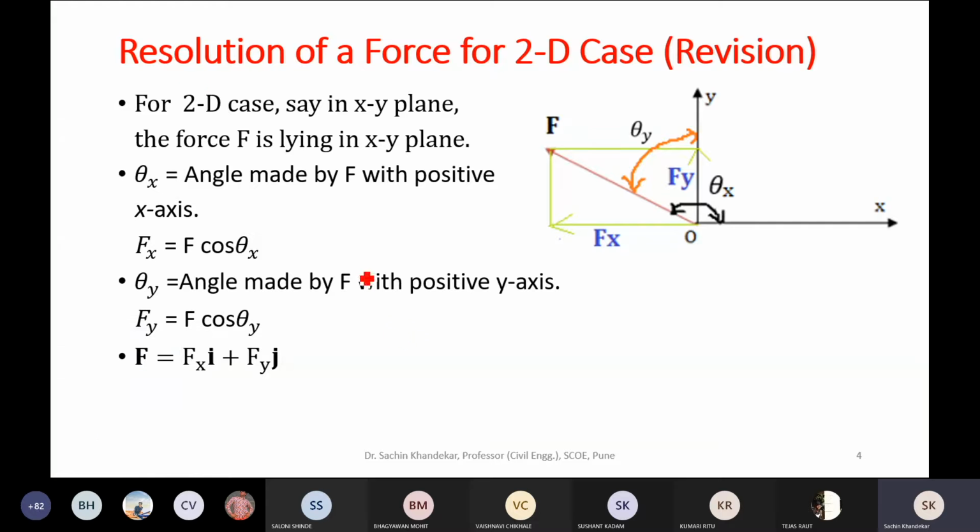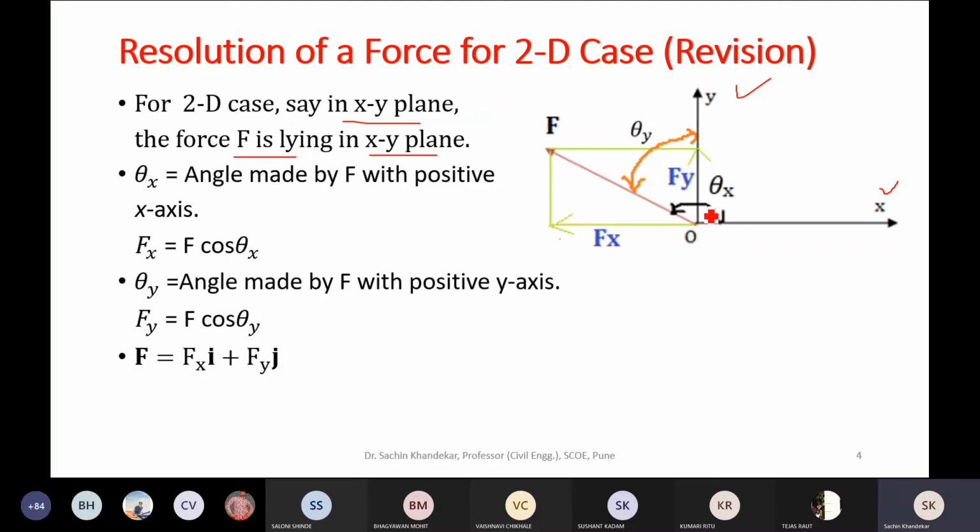See now in this revision slide, for the two-dimensional case, say in the xy plane, the force F, which is lying in the xy plane, with x-axis and y-axis. Now this F is lying in the xy plane. Please note that.